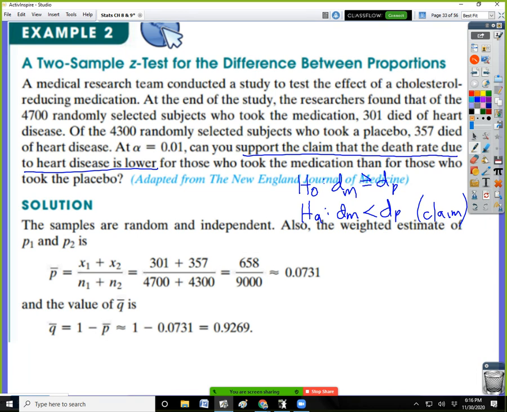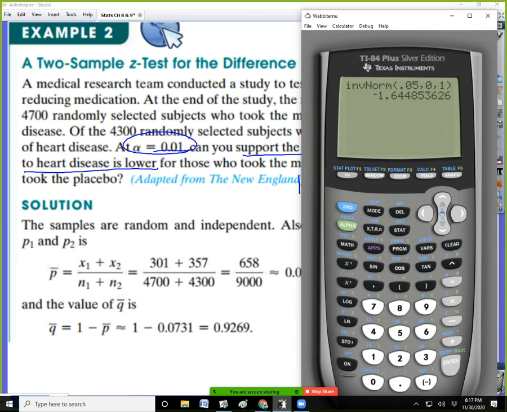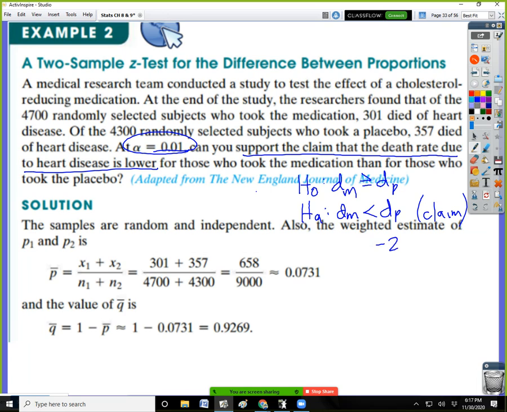So now I want 0.01, right? And I want everything on the left. So 0.01. Second distr, 3, .01 gives me minus 2.33. So minus 2.33. That's my z range. So we're going to use that later.